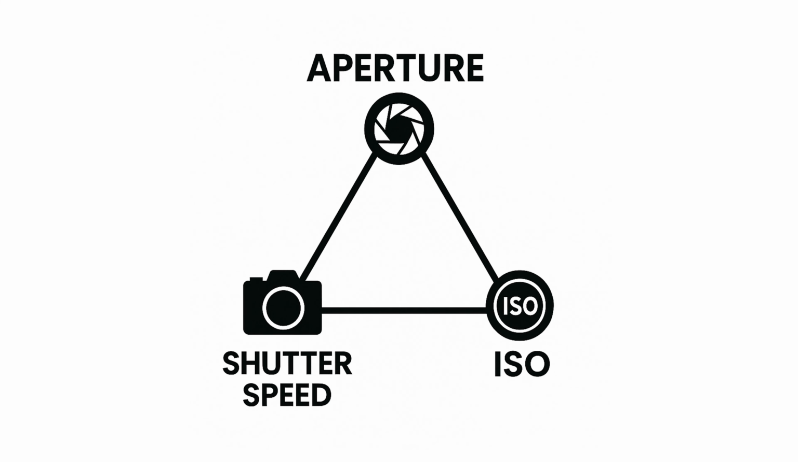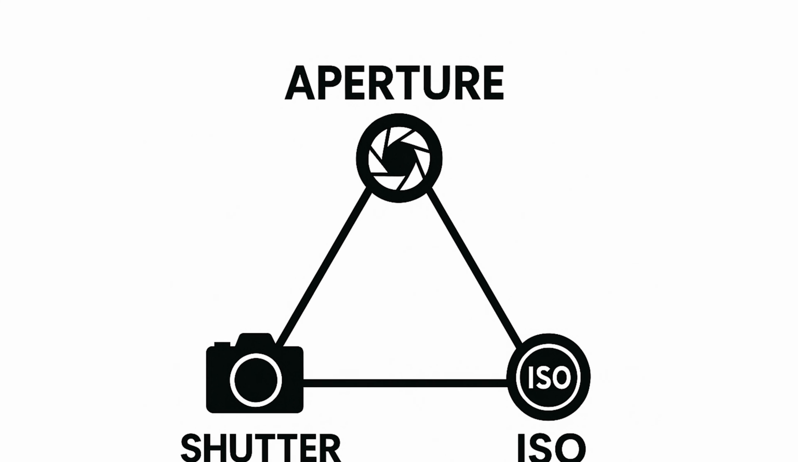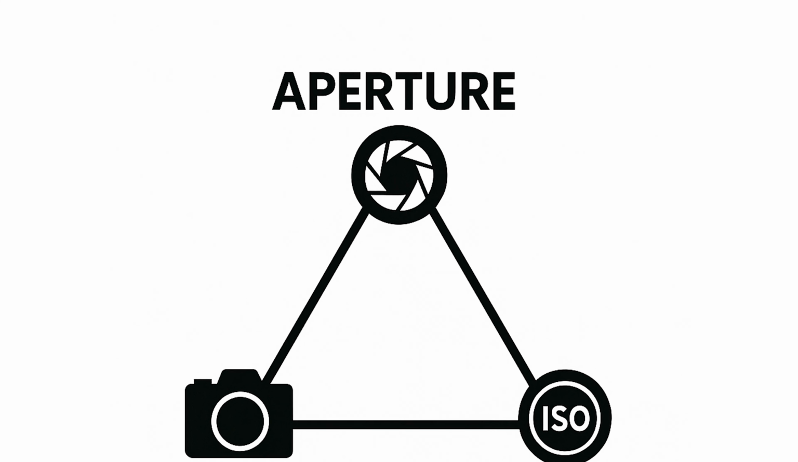Hi and welcome back. This week we're taking an in-depth look at Aperture Priority mode. This is the second aspect of the exposure triangle and the one that controls the amount of light coming into your camera and also the depth of field in your images.